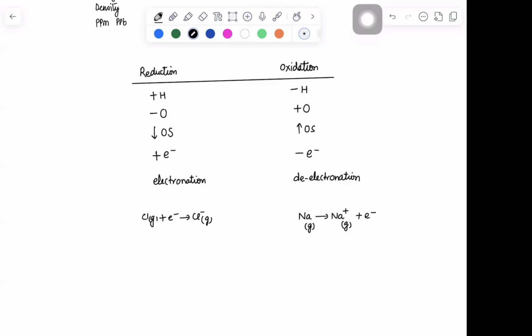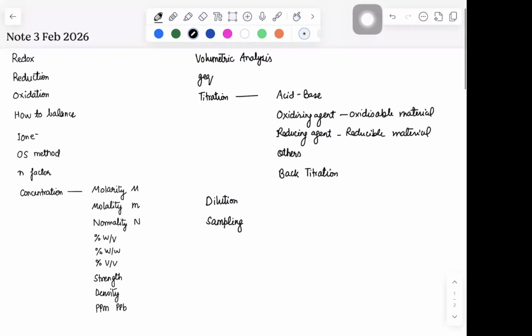So this is electronation, and the other one is de-electronation or removal of electron. So can we say the first requirement of this whole discussion is fulfilled, that you know reduction, you know oxidation. Now the next important thing is, what is redox? Redox is any reaction which has both the component of oxidation and the component of reduction as well. That is called a redox reaction.